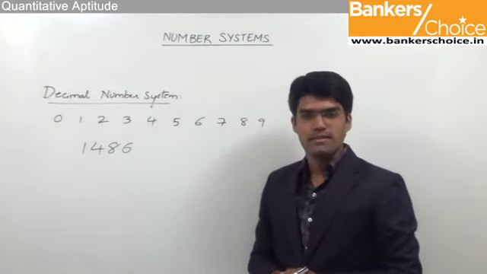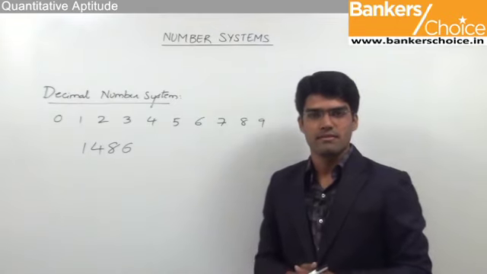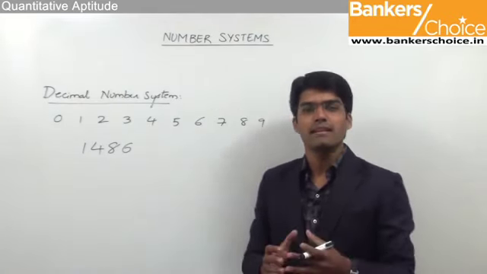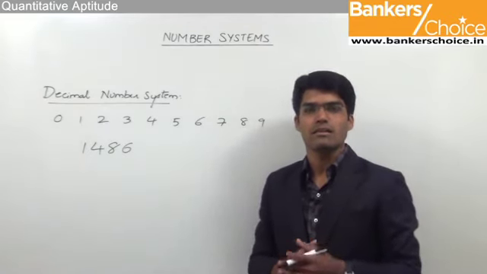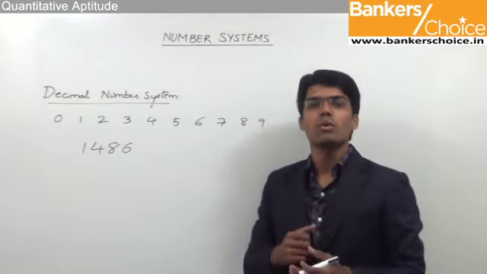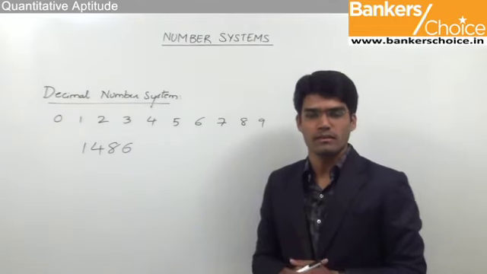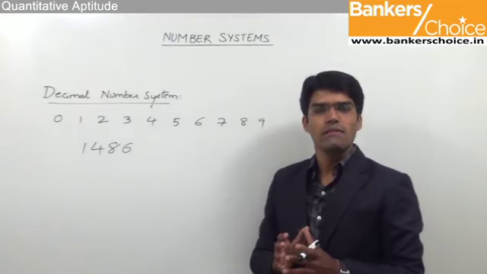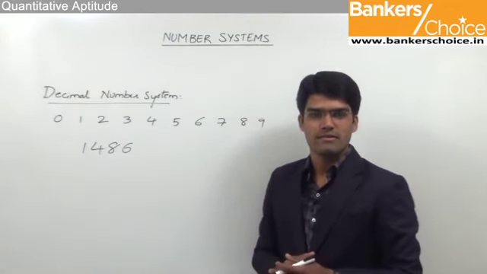Like decimal number system, there are various other number systems. For example, there is something called as binary number system. A binary number system is a system which has got a base of 2. It has got only two symbols, 0 and 1. So whatever numbers that are made in binary system are only with a combination of zeros and ones.